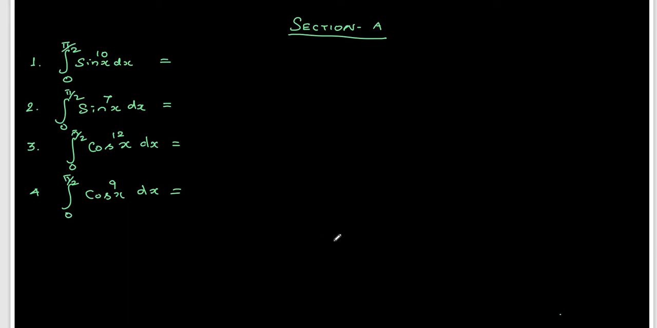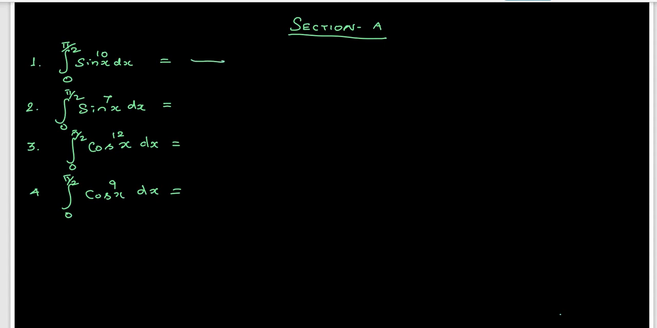What you do is first see that you don't have a product of sine as well as cosine. You have just sin x power 10, and in this case sin x power 7, and here cos x power 12, cos x power 9. You can see that in one case it is even, the other case odd: even, odd, sine, cosine. So first note what is given to us, and then you start doing it like this.